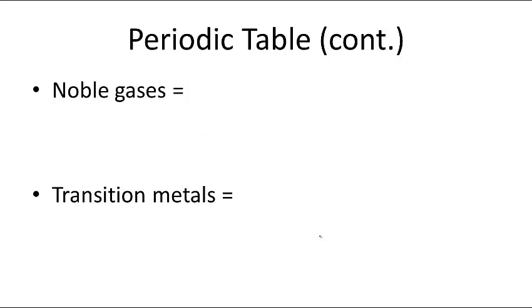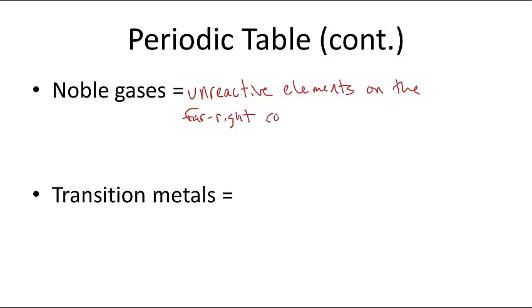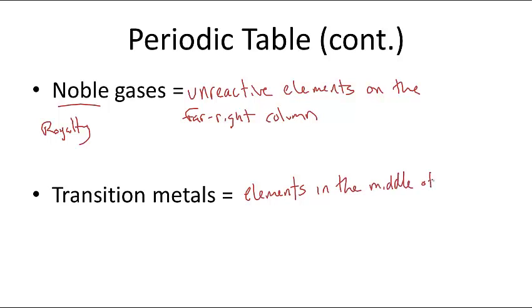Now the other parts, the noble gases, these are the unreactive elements on the far right column. So these are the ones, they're noble, they're like royalty, they don't mix with the other common elements. And the transition metals are the elements in the middle of the periodic table.